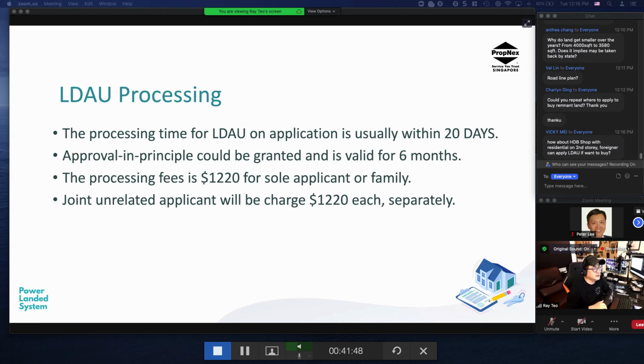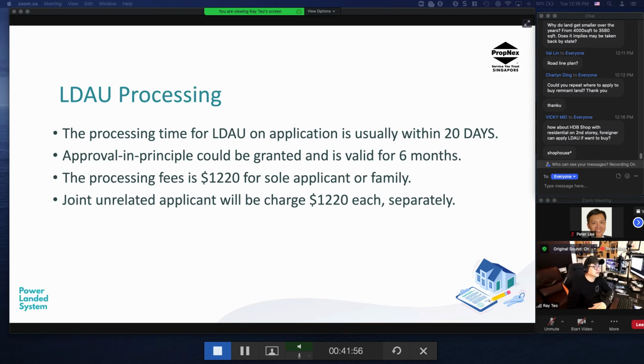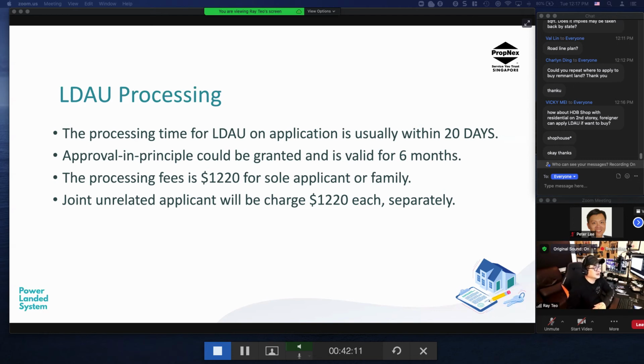How about an HDB shop with residential on second property? Foreigners can apply to LDAU if they want to buy. An HDB shop is a commercial property, so you don't need LDAU approval. HDB shop houses don't need LDAU approval, because they are not landed properties. Only for HDB.